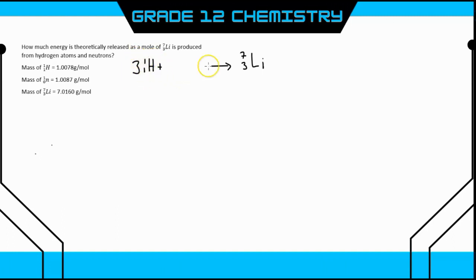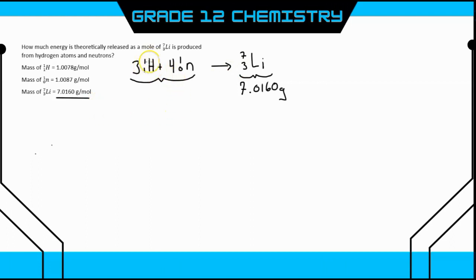And then in addition to that, how many neutrons do we need? So remember, this 7 is the number of protons and neutrons. So it's 3 protons and 4 neutrons. Okay. So what we need to do now is determine, okay, well, what's the mass of all our reactants and what's the mass of the products? So for the products, we already know. So it is 7.0160 grams. Okay, because the mass of 1 mole, because we only have 1, is this much.